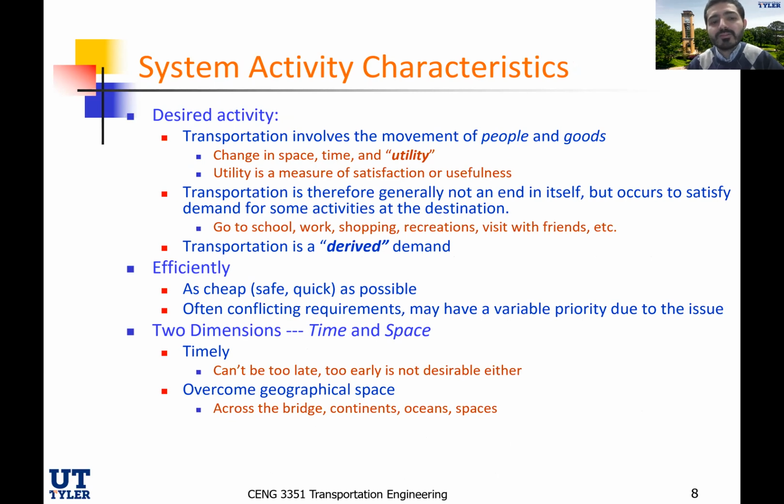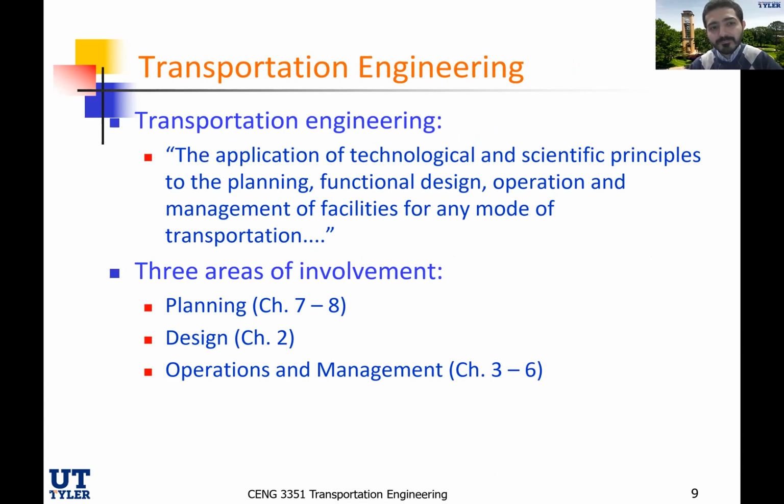What are the two dimensions that we're working with in any transportation system? These are, again, time and space. What are the three areas of involvement if you become a transportation engineer? Again, I'm expecting you to know it's planning, design, and operation and management.